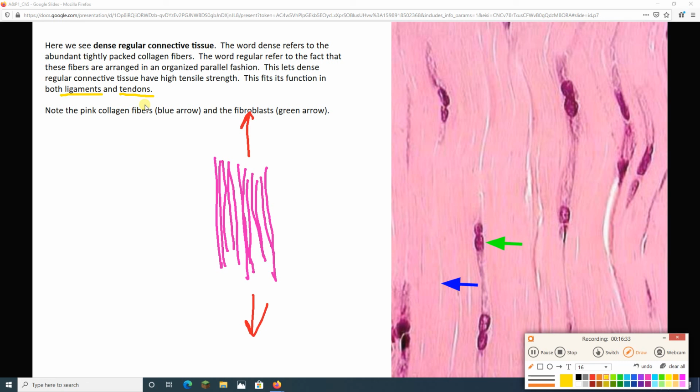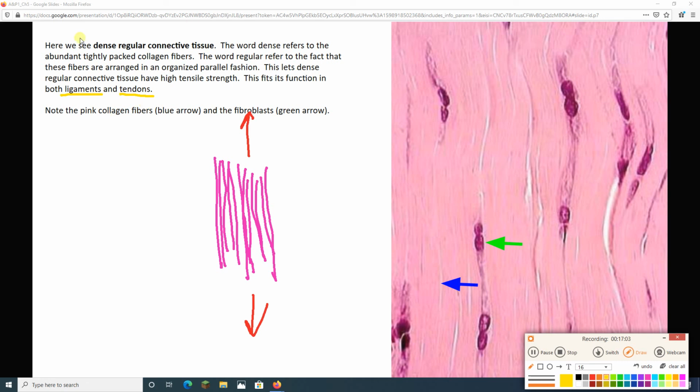Ligaments are going to anchor bone to bone. So it's going to attach one bone to another bone. Tendons are going to attach muscles to bones. And these are situations where there's a lot of pulling force. And because there's a lot of pulling force, we need a lot of tensile strength. And because we need a lot of tensile strength, we have a lot of collagen packed tightly together.